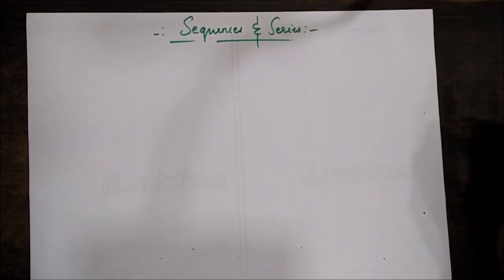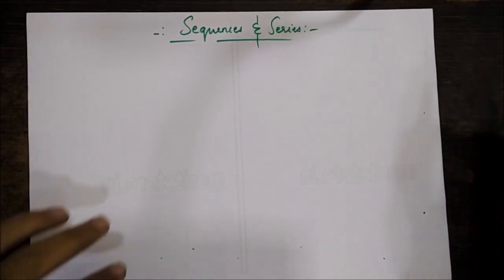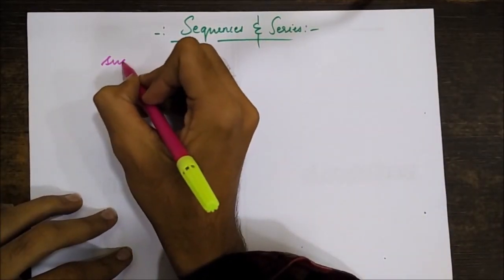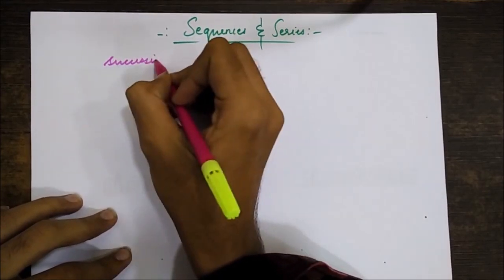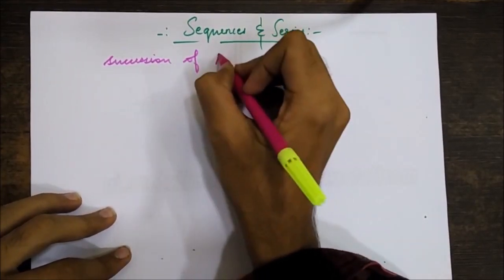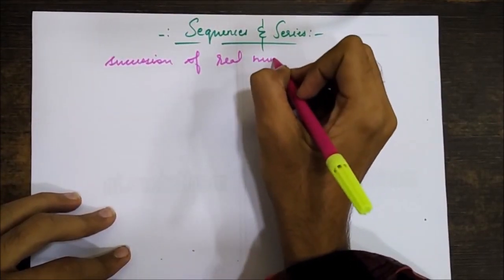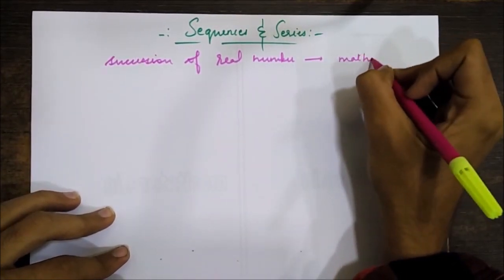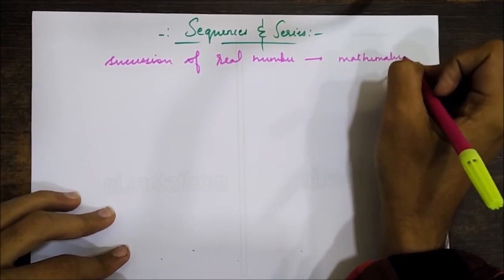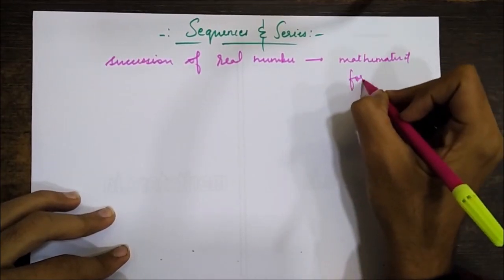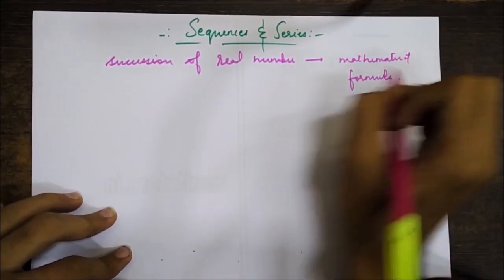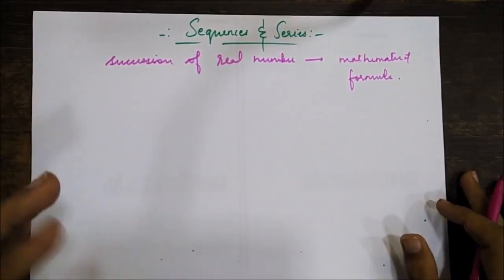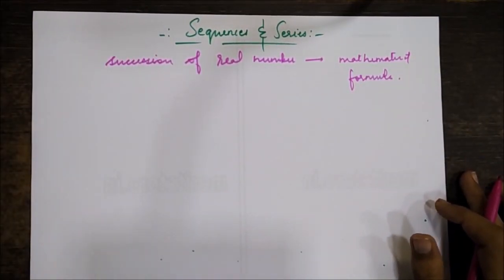Sequences and series. So we all know what is a sequence. A sequence is basically a succession of real numbers. A sequence is nothing but a succession of real numbers which are generated by a particular mathematical formula. So a sequence is basically a succession of real numbers which has different terms in it.